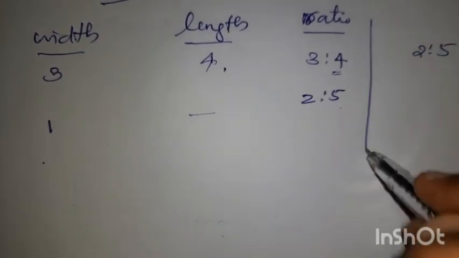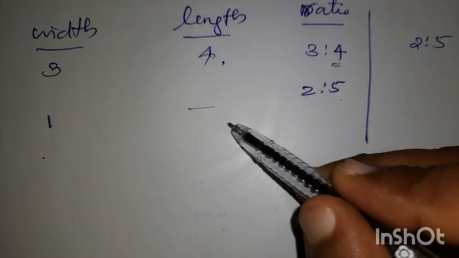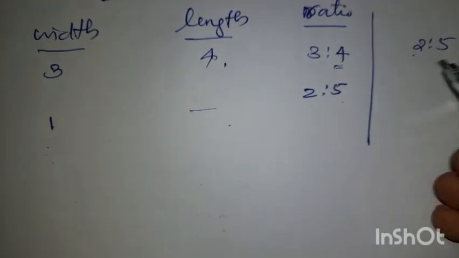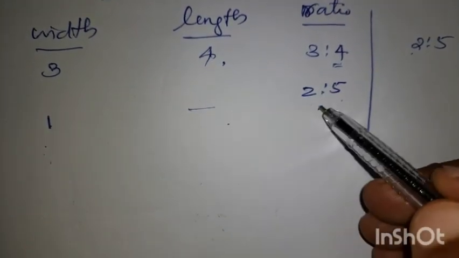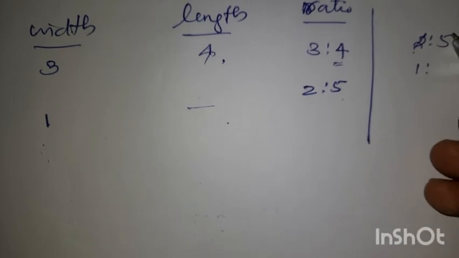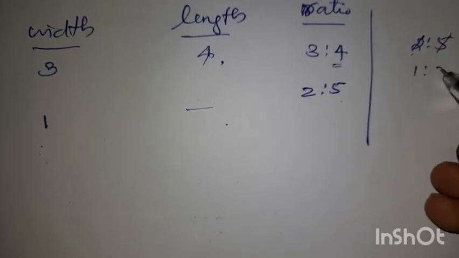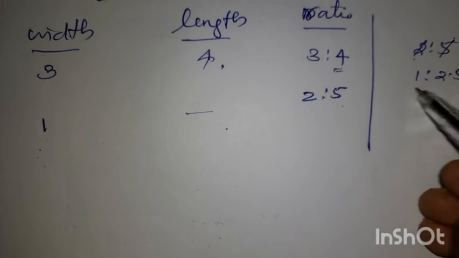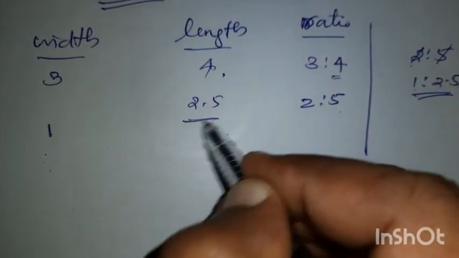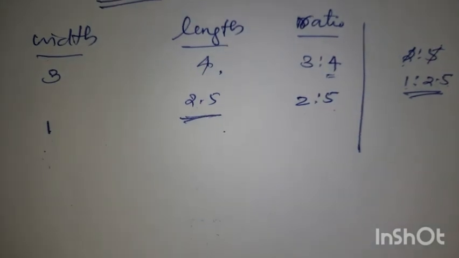Okay. 2 is to 5 is the ratio. You have to find out the length. The given width is 1 only. So it should be written as 2 times, you can say. If you divide with 2, you will get 1. If you divide 5 with 2, you will get 2.5. So the ratio of which one? 1 is to 2.5. So 2.5 is the length. Okay, 2 times.